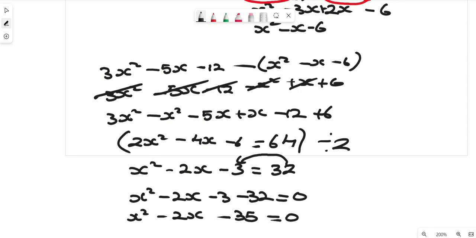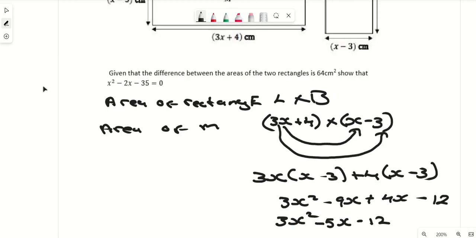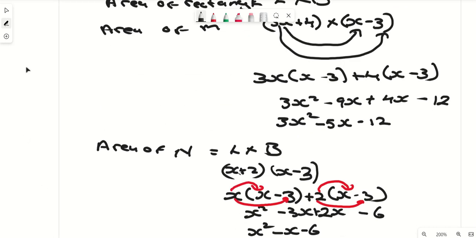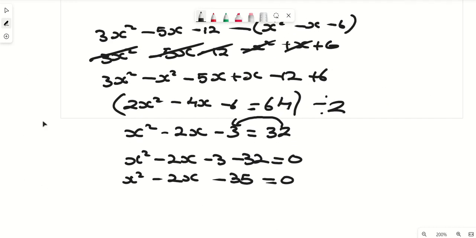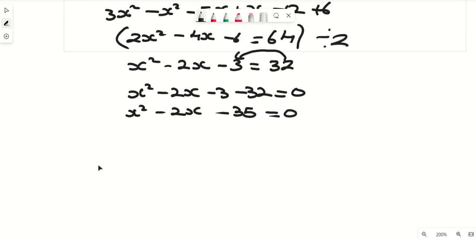And this is how you would show that when you find the difference between the two, it is equal to x squared minus 2x minus 35 is equal to 0. And this would be the working for everything that I just now did. I think, yes, that is the end of number 2, 2023.